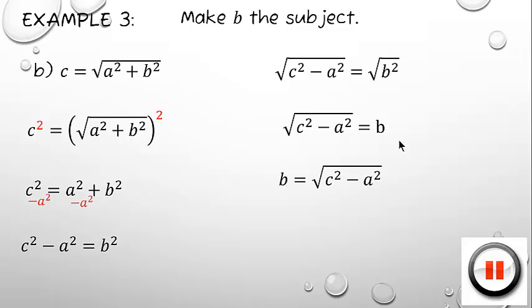Turning that round to change the formula, we end up with b equals the square root of c squared minus a squared. I'd like you to stop the video there, write all that down in your book. Any problems, make sure you ask in class. Thank you.